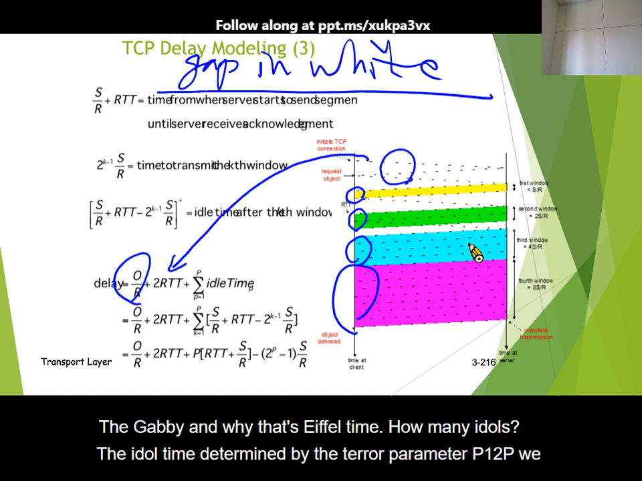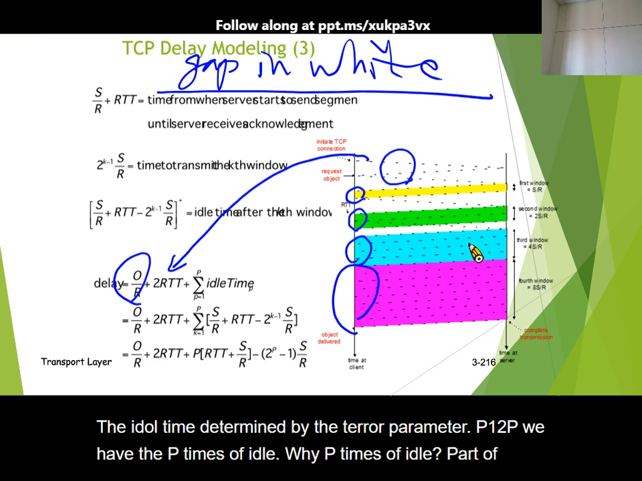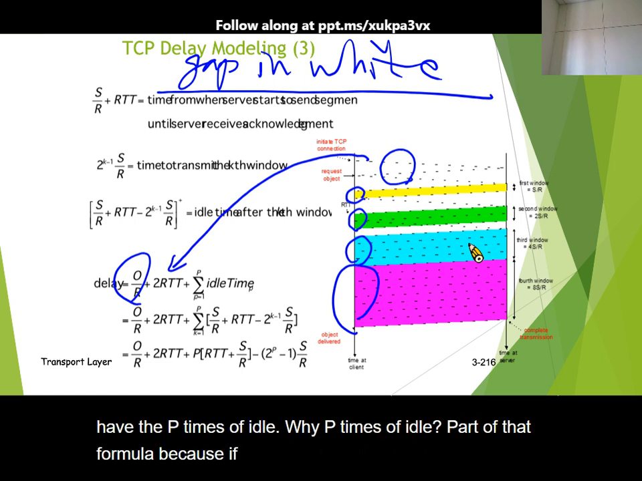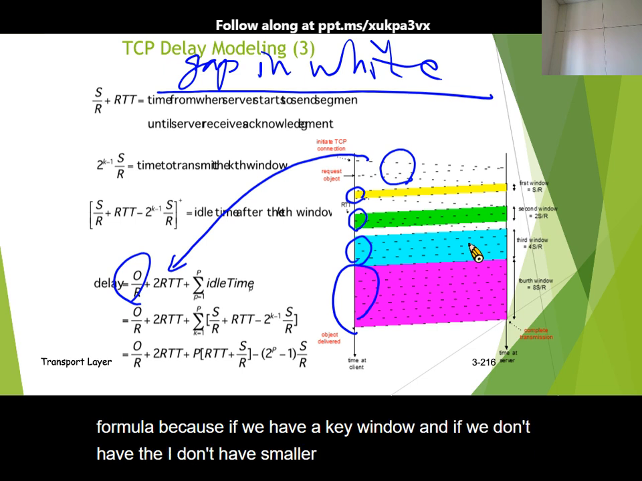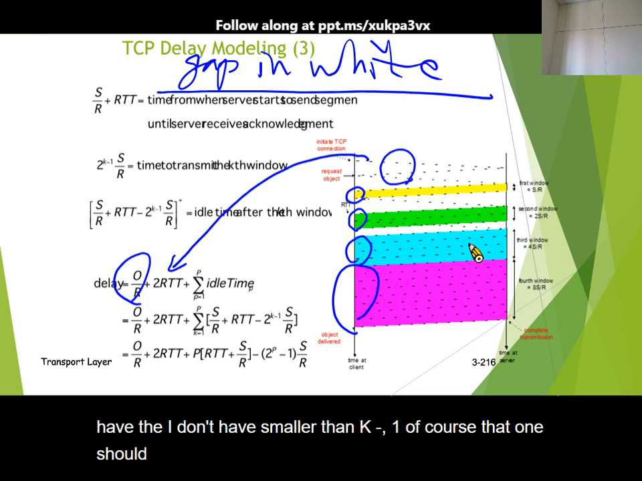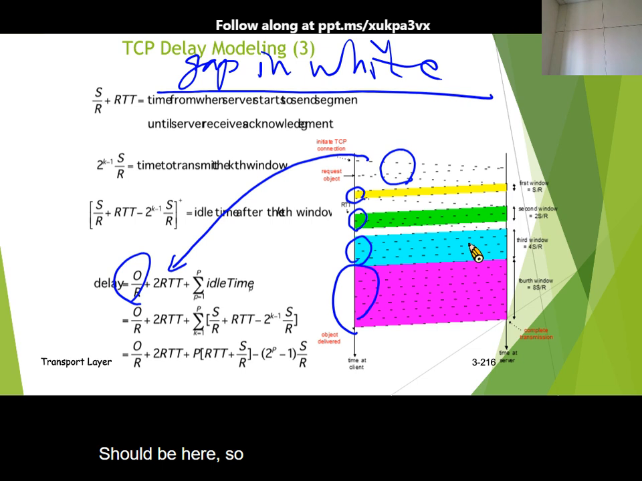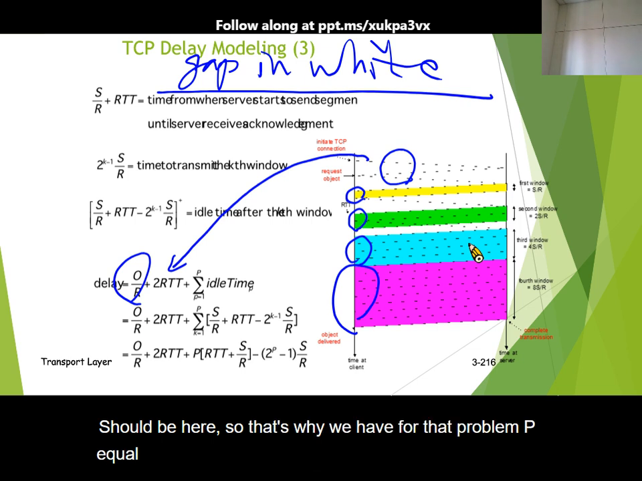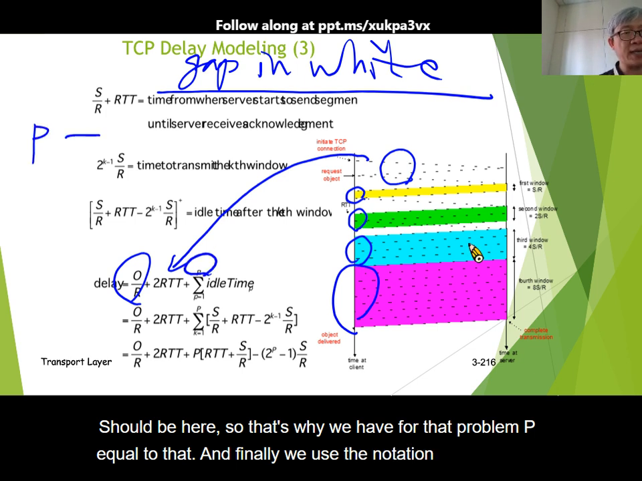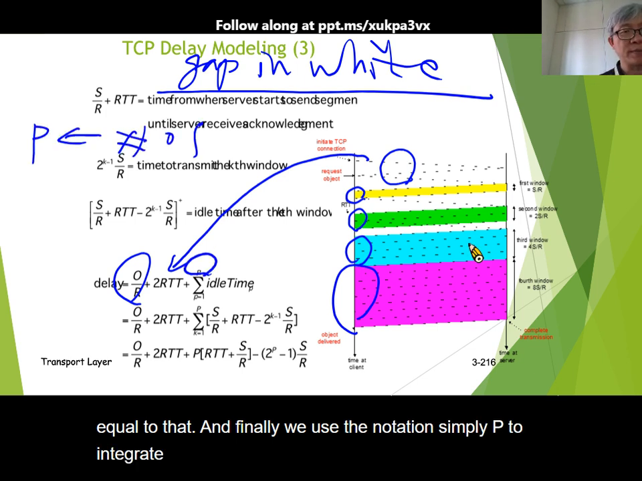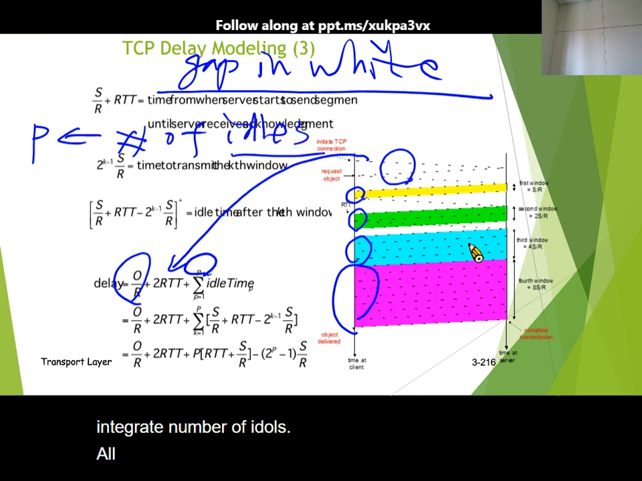Why P times of idle? Based on that formula: if we have a K window and the idle time is smaller than K minus 1, of course that one should be determined by K minus 1. Otherwise it should be Q. So that's why we have that formula, P equal to that. And finally we use the notation simply P to indicate the number of idles. Alright, so number of idles, how do you have these?